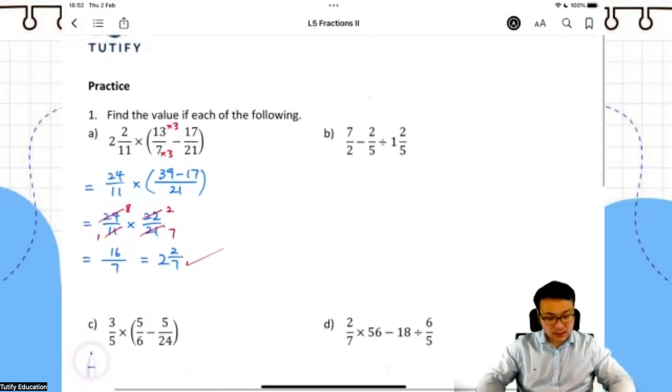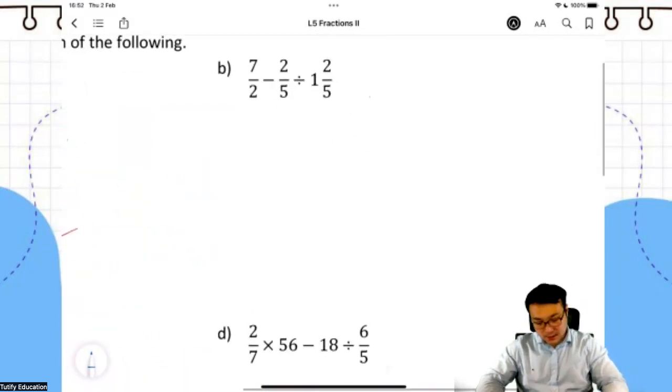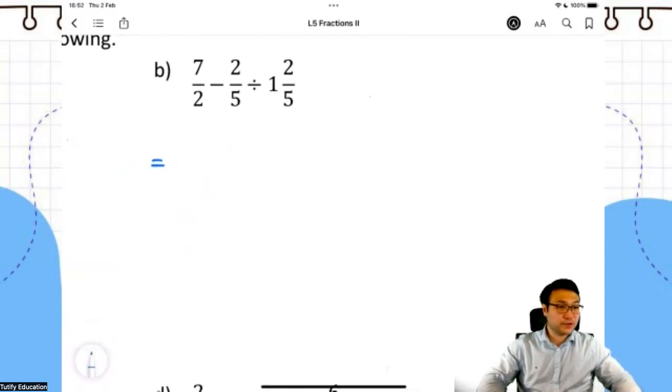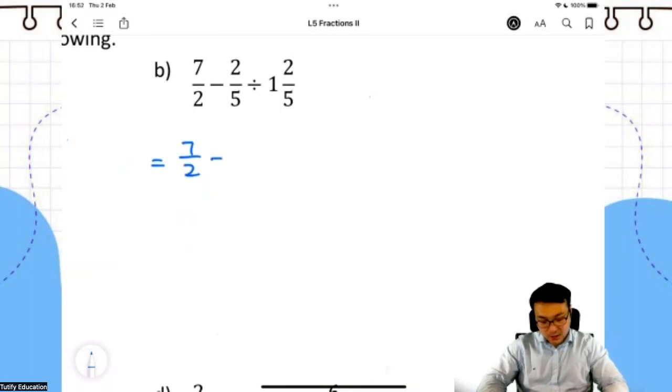Not yet, or still working? Okay, come, let's work together then. 7/2, we have to, okay, wait, hold on. When you see minus and divide, which one should you do first? Divide. So let's write down 7/2.